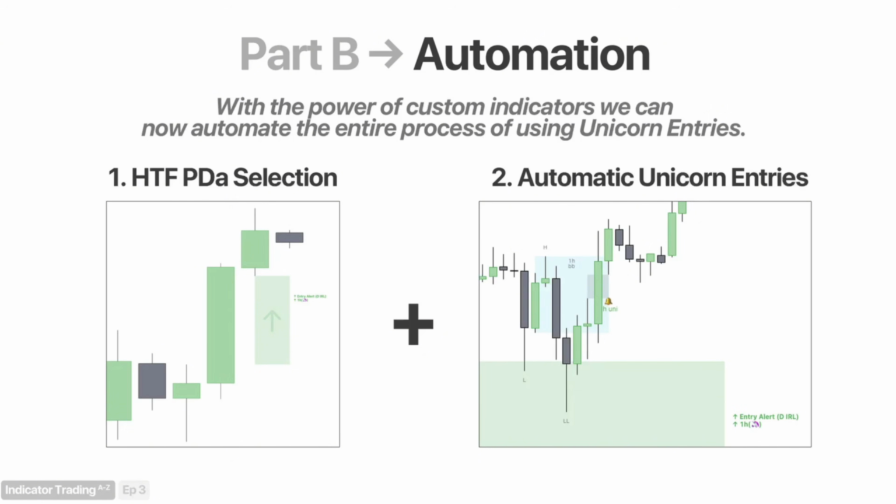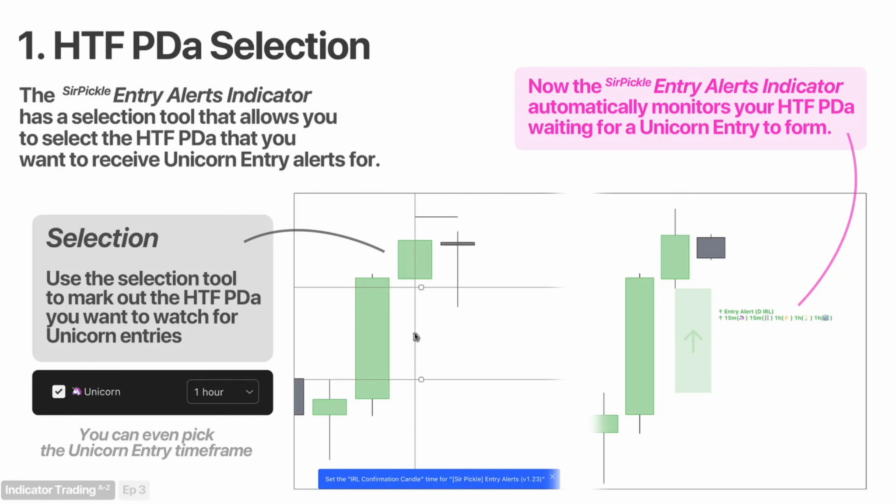Now with the power of my custom indicators, we can now automate the entire process of finding unicorn entries and being alerted of them. So as we were discussing in the previous video on impulse shifts, the entry alert indicator has a selection tool that allows you to select the higher time frame PD array that you want to receive unicorn entry alerts for. So you would enable the indicator and use that selection tool to mark out the higher time frame PD array in which you want to watch for unicorn entries out of.